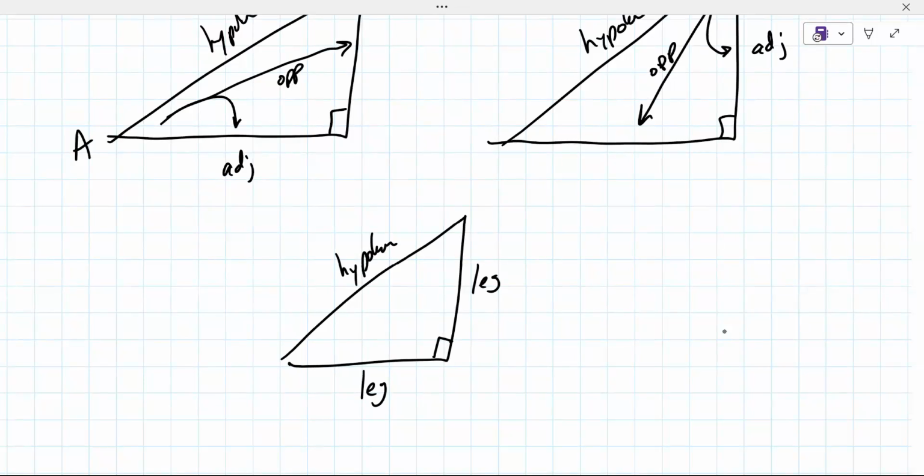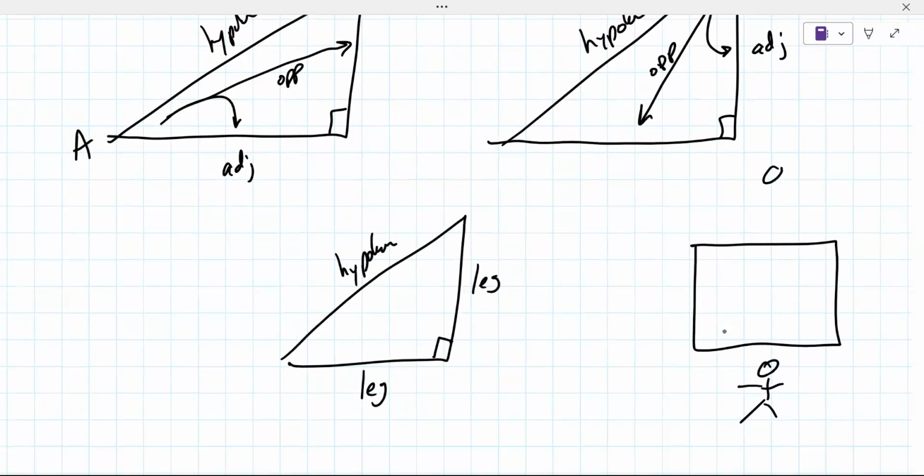It's like when you're sitting around a table. If you're here and your dad's there, he's across from you. But if you move over here, he's now adjacent, or next to you. So it really depends on your perspective.